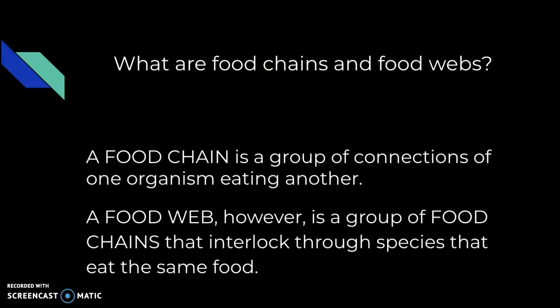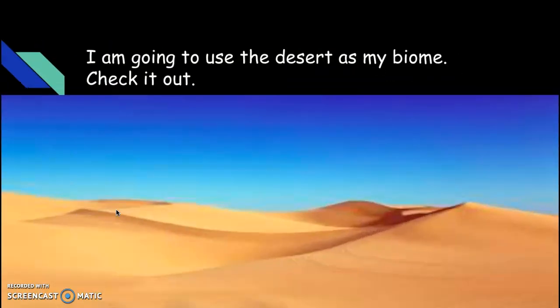So what are food chains and food webs? A food chain is a group of connections of one organism eating another, and a food web, however, is a group of food chains that interact through species that eat the same food. So, yeah. I'm going to be using the desert as my biome. Check it out. It's all sandy. There's not really much life around here.